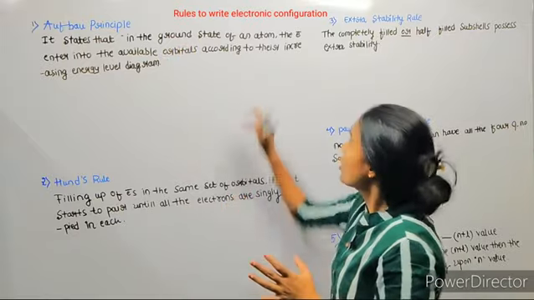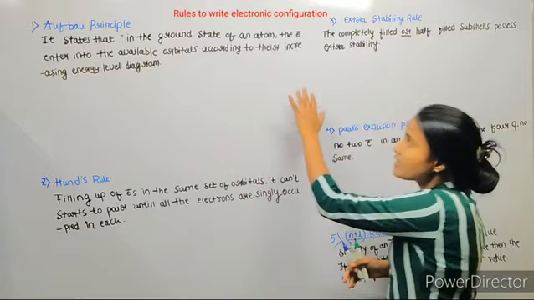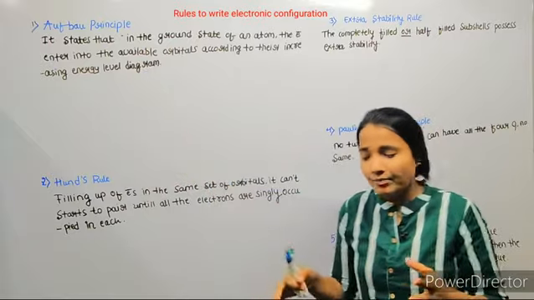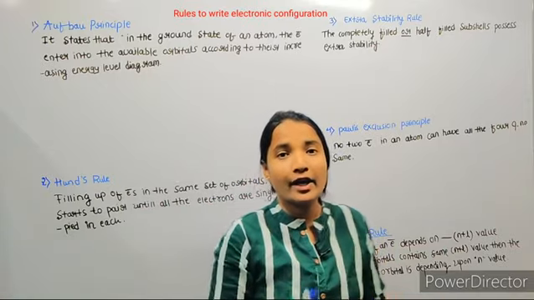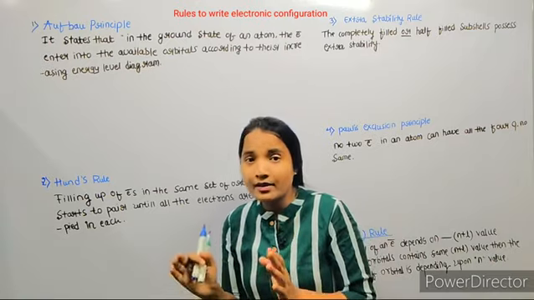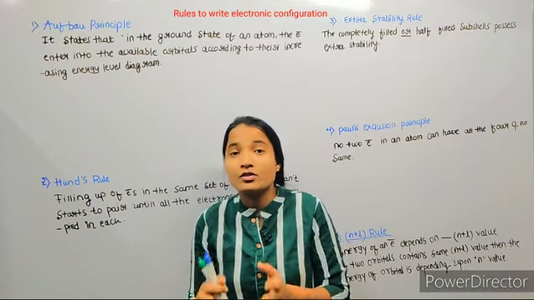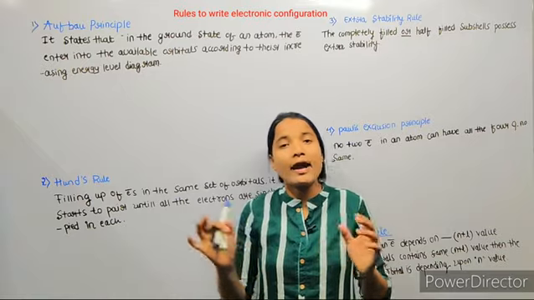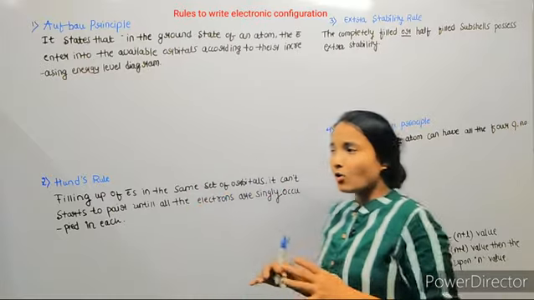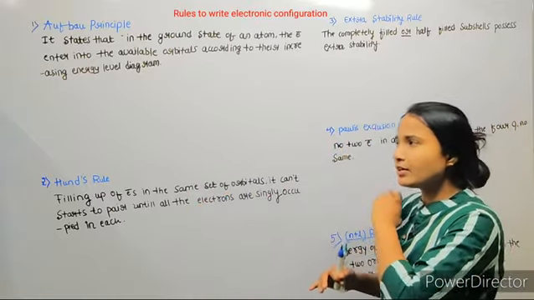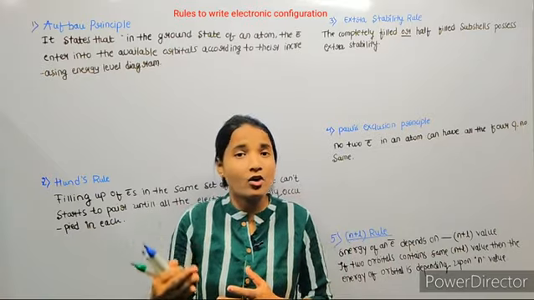In the ground state of an atom, the electrons enter into the available orbitals according to their increasing energy level diagram. Means first you have to substitute the electrons in different types of orbitals according to their energy level diagram. So what is that energy level diagram, and how to remember it? Because this energy level diagram helps a lot to write the electronic configuration of any element.